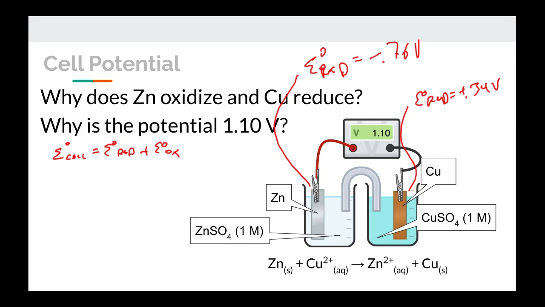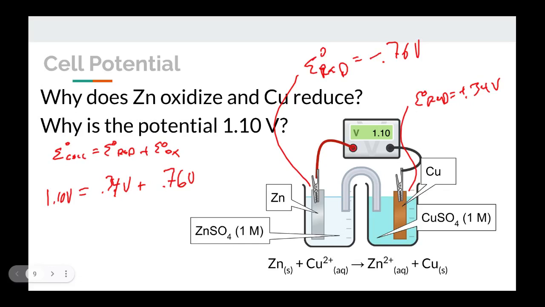So the oxidation potential here is positive 0.76 volts, because that's the opposite of the reduction potential for the zinc, which is actually oxidizing. And the reduction potential for copper is positive 0.34 volts. And so if we add these together, we get 1.10 volts.